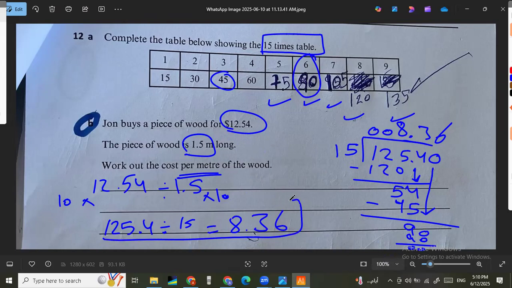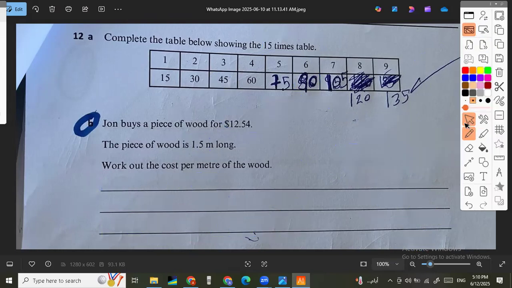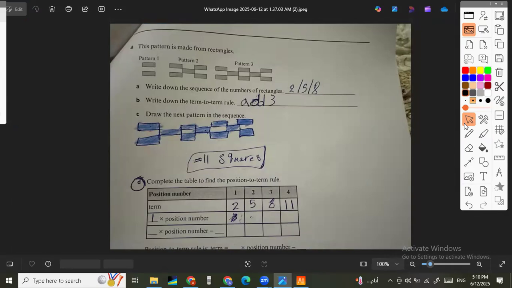8.36. That's it. And this question can also come in paper one. If it comes this way, it will come to you in paper one because they give you the table already, table 15. So you are ready to do the multiplication or division of 125.4, 12.54, and 1.5 without using a calculator, and it is supposed to be done quickly. Let's continue. Next question.